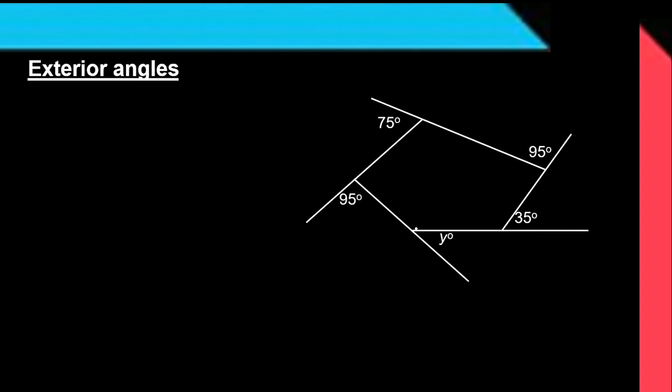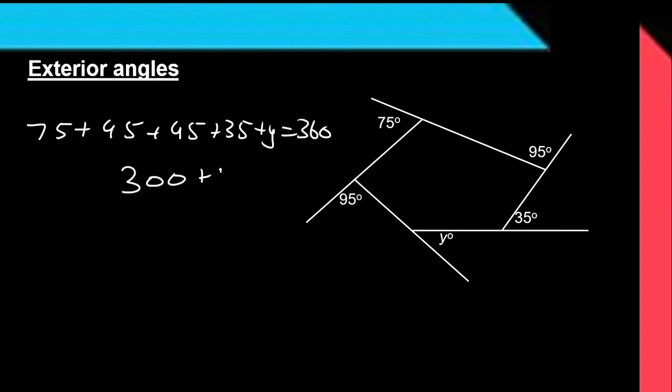Okay, so here's a shape here, and we have 1, 2, 3, 4, 5 sides, so it's a pentagon, and I'm going to work out what y is, so nice and easy. I'm just going to add all the angles together that I know, and y, and I know it has to equal 360 degrees. So if we add 75, 95, 95, and 35, we get 300 plus y equals 360, which means y is 60 degrees.